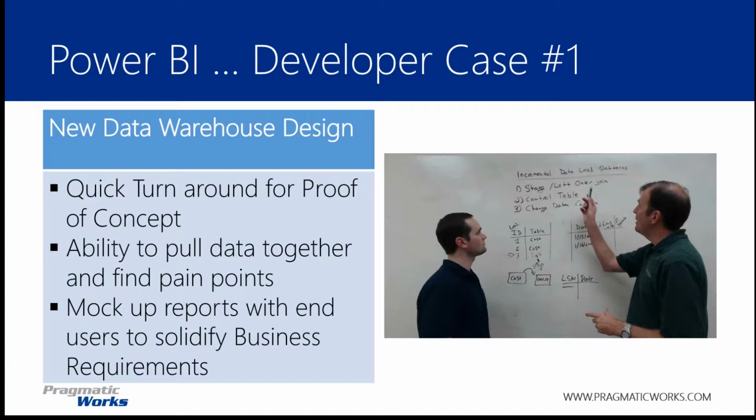We can instead do some proof of concepts and pull some data together and maybe quickly find out, hey, these two data sources are not meshing up together very well, and get that fleshed out early on within your data warehouse design process. Because these tools are pretty quick to use, and you get an output from them, you can mock up reports with end users and solidify those business requirements before you get too far down your enterprise development lifecycle, and get things in front of your users before you've spent months working on them.